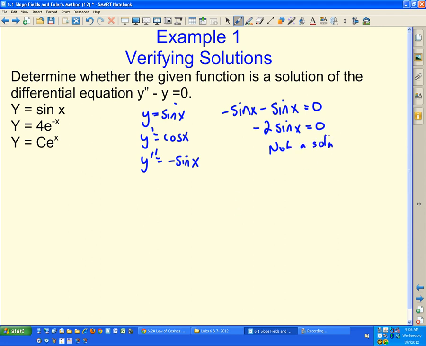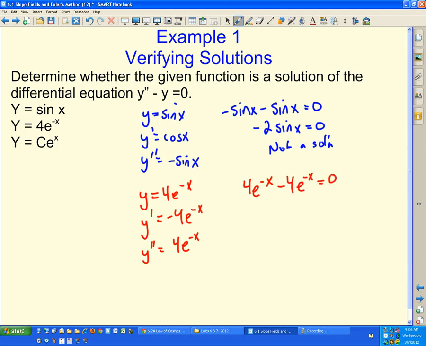And then we'll try the next one, and we'll say, let's see if y equals 4e to the negative x. I need to do the second derivative because we're dealing with a second order differential equation. I get negative 4e to the negative x, and then y double prime will give me 4e to the negative x. Now if I plug this into my equation, I get 4e to the negative x minus 4e to the negative x equals 0. Since 0 equals 0, this is a solution to my equation.